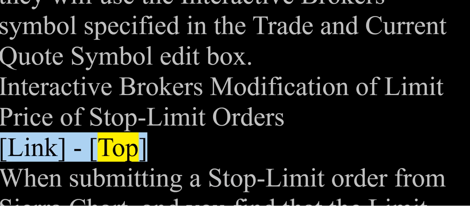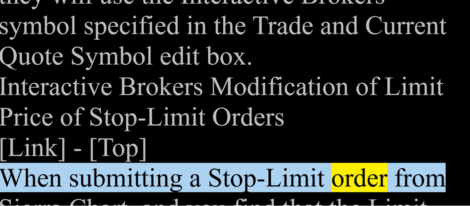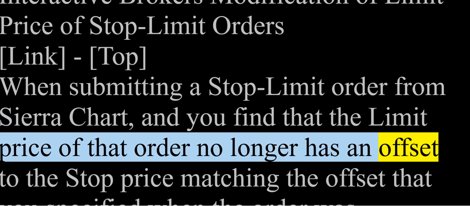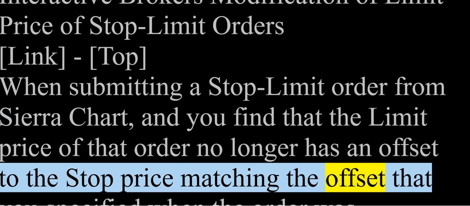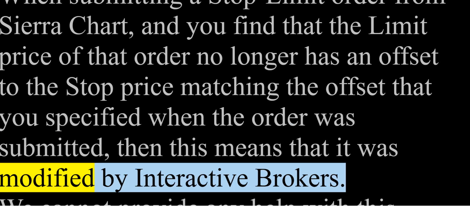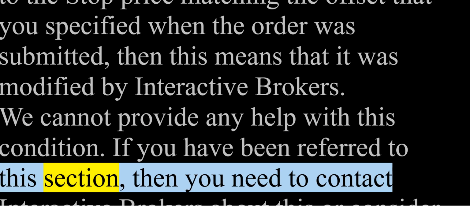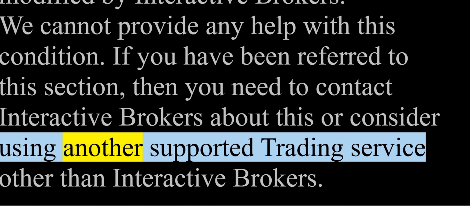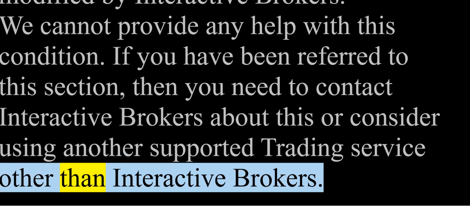Interactive Brokers modification of limit price of stop limit orders. When submitting a stop limit order from Sierra Chart, if you find that the limit price of that order no longer has an offset to the stop price matching the offset that you specified when the order was submitted, then this means that it was modified by Interactive Brokers. We cannot provide any help with this condition. If you have been referred to this section, then you need to contact Interactive Brokers about this or consider using another supported trading service other than Interactive Brokers.